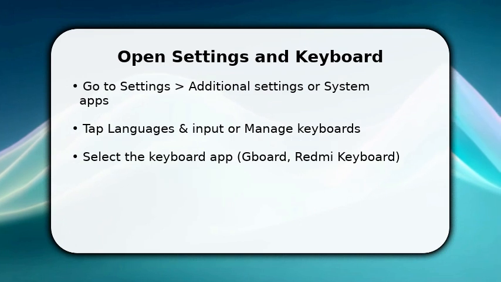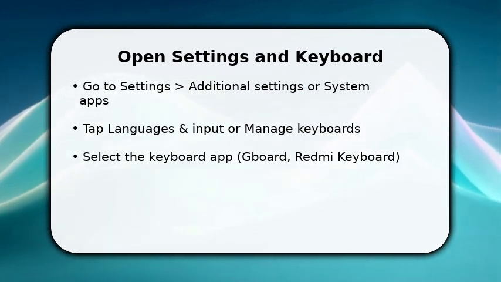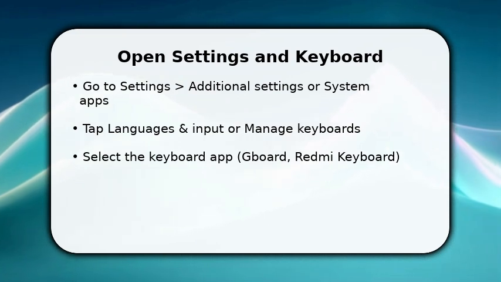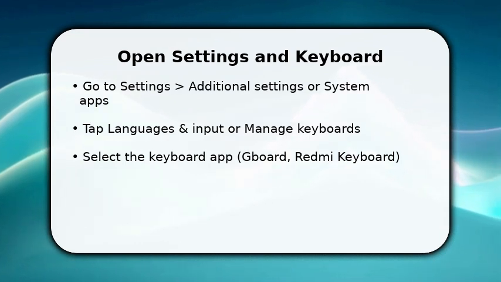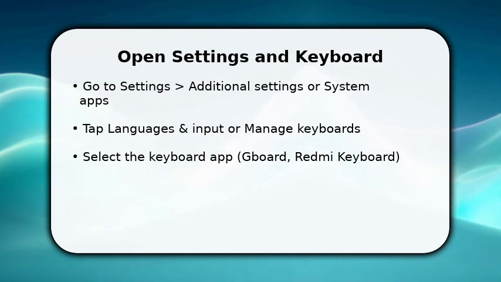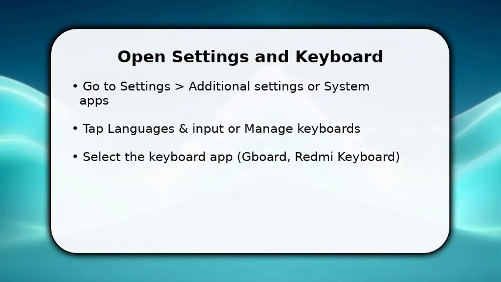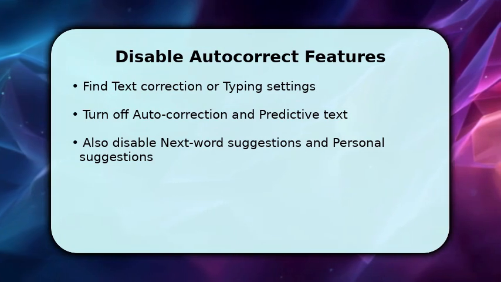Once there, choose the active keyboard app such as Gboard or Redmi keyboard so you can change typing features. Make sure you have the correct keyboard selected, otherwise changes won't apply. You're doing this now to reach the autocorrect options directly, so don't navigate away until you see keyboard preferences or text correction settings. You'll now turn off the core features that change your words.